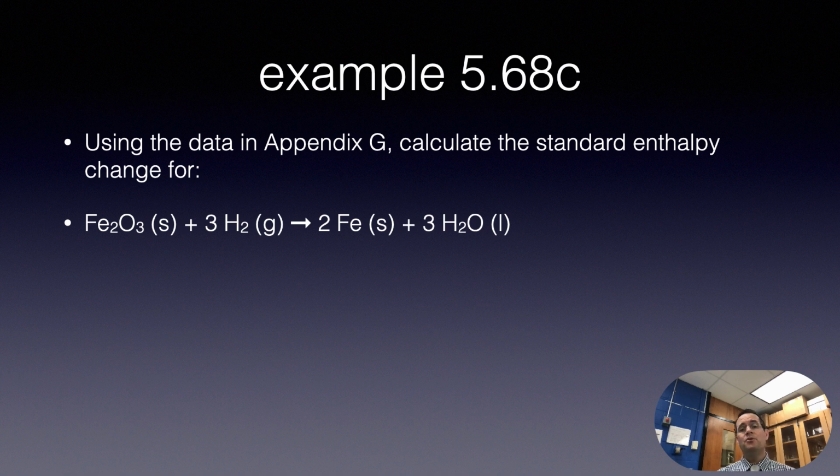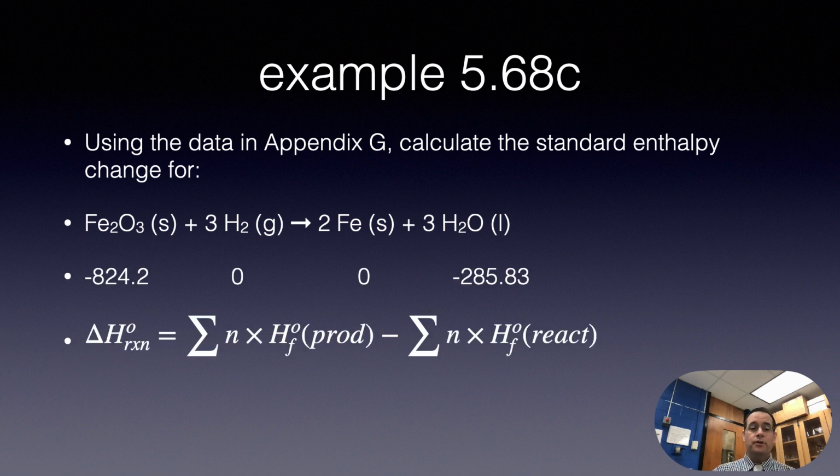Here's example 568C. For our first step, you want to consult Appendix G in the OpenStax chemistry textbook and gather all the heats of formation, and we're going to write them down under all of the different reactants and products here, okay? So we get negative 824 for the iron 3 oxide. Hydrogen is an element, so it's 0. Iron is an element, so it's 0. Water is liquid, so make sure you use the liquid number, and I found that to be negative 285.83.